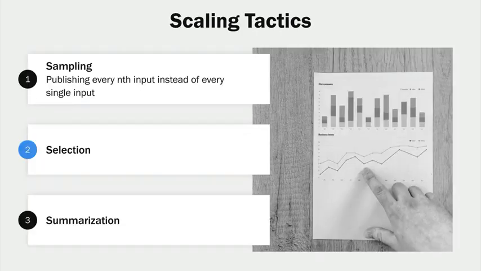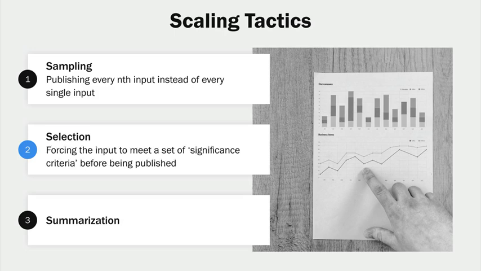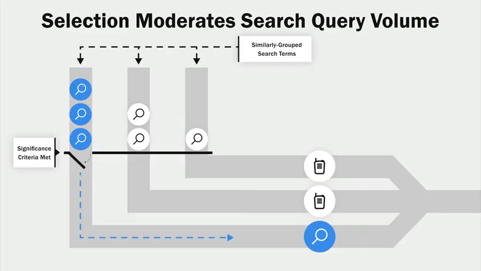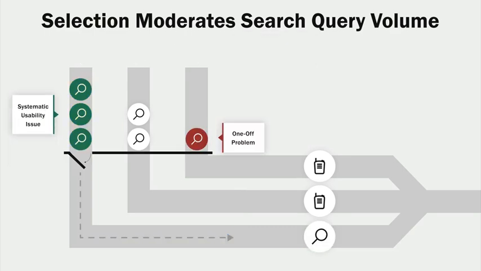The second approach you can take is selection. Selection refers to when you force the input to meet a set of significance criteria before being published. Selection is most often used to moderate help search query volume. For example, you might require that you get at least 3 or more queries on the same search term before it's deemed significant enough to push to the feedback river. This helps you isolate one-off problems from more systematic usability issues users are having.